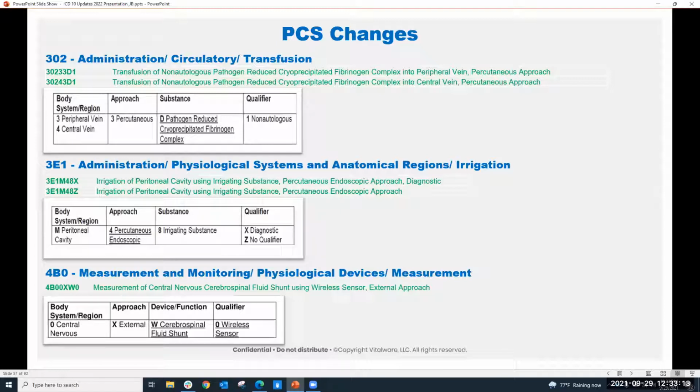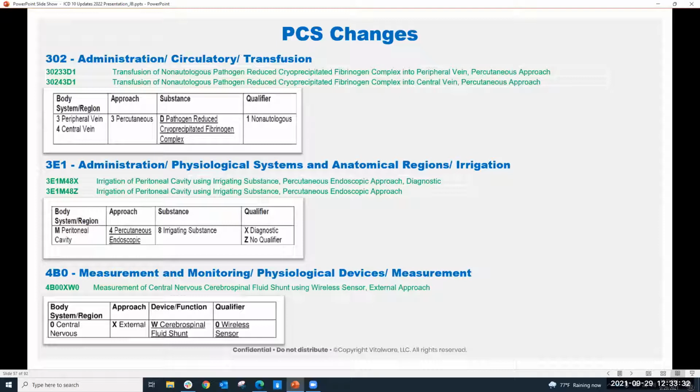Next table is 3E1, irrigation of physiological systems and anatomical regions. And they added an approach here of percutaneous endoscopic. This identifies laparoscopic irrigation of the peritoneal cavity for therapeutic or diagnostic purposes.